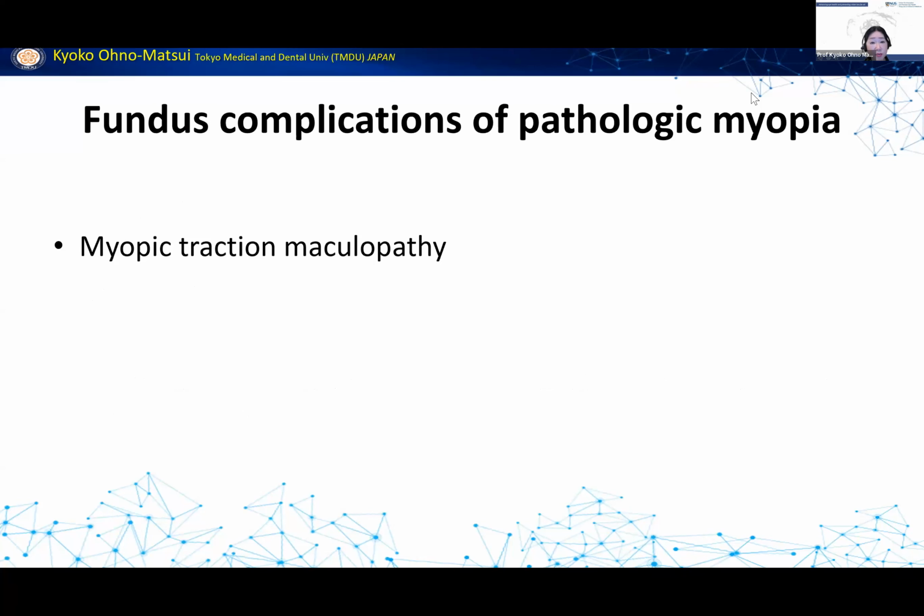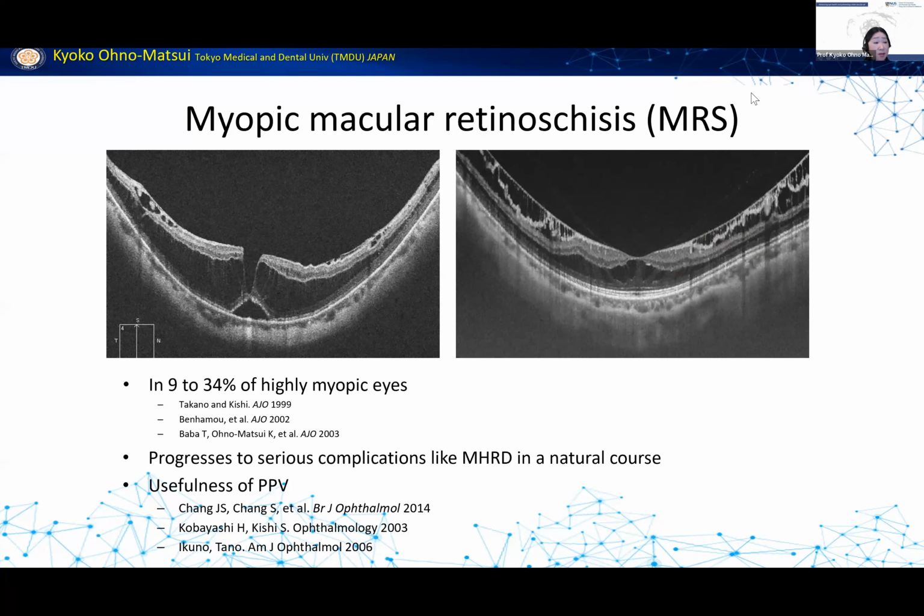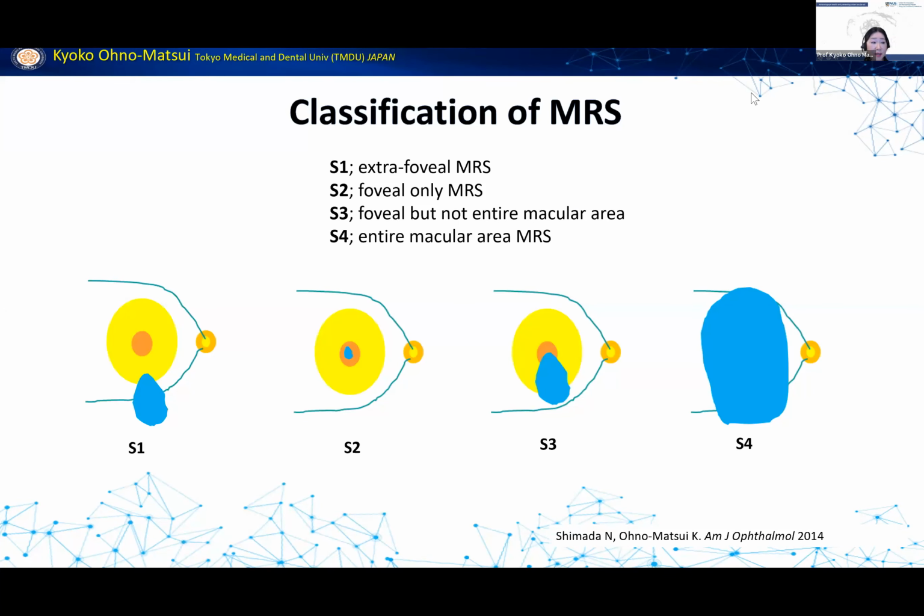Next, myopic traction maculopathy. Myopic macular retinoschisis, or MRS, was first reported by Dr. Kish's group and is found in 9 to 34% of highly myopic eyes. This condition has been reported to progress to serious complications like macular hole retinal detachment in the natural course. Usefulness of vitrectomy has been reported by many investigators. We consider that the cause and the prognosis are different according to the distribution of retinoschisis. So the eyes were classified into 4 groups based on the size and the location of retinoschisis.